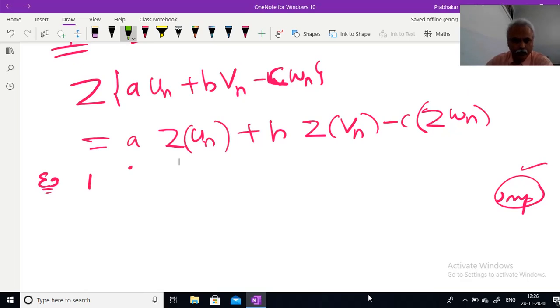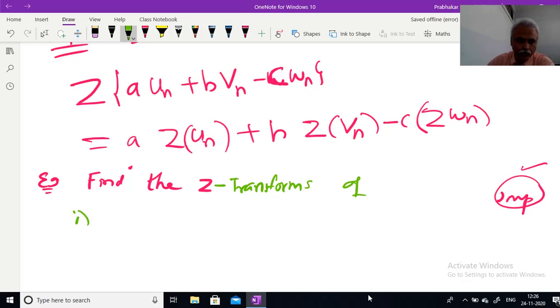See, find the Z transforms. Find the Z transforms of the first one. After this we are closing today. These two examples are important, so be careful and listen attentively.